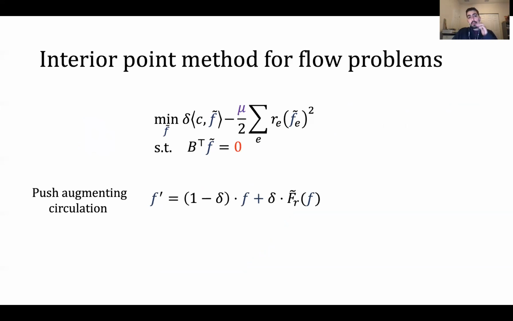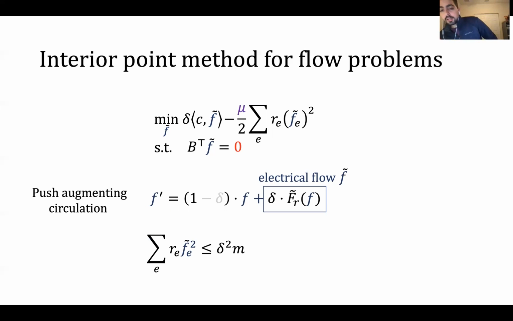Now, in terms of flows, what each step does is push an augmenting circulation to the flow. In particular, after scaling down the flow, it pushes an electrical flow to maintain the fact that the demand should be fixed. And slightly abusing notation, we will just ignore this scaling part and just call this electrical flow f tilde.